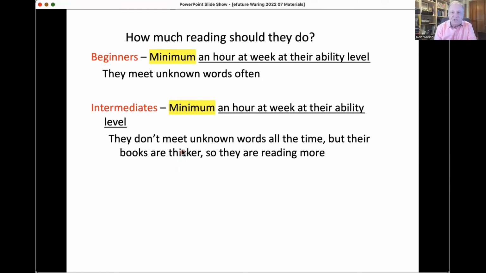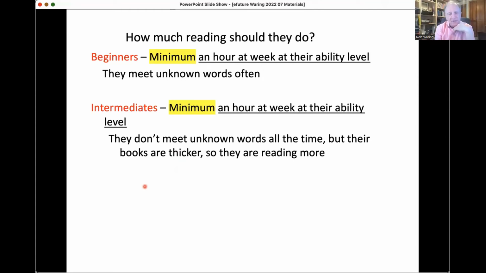Intermediate's about the same. Intermediate books are a little bit thicker. They're reading a little bit faster. So it's still about an hour a week of reading that will, at minimum, maintain or maybe slightly increase your vocabulary. It'll prevent forgetting. These are figures that allow preventing of forgetting. It doesn't mean language growth. This is the minimum. That's why it's minimum. Advanced learners, sorry, different story.